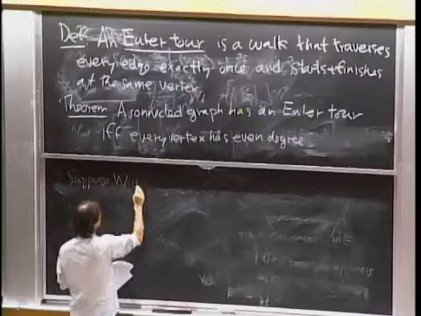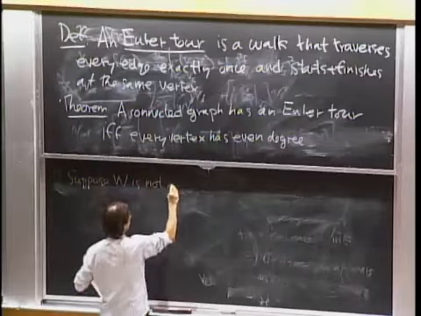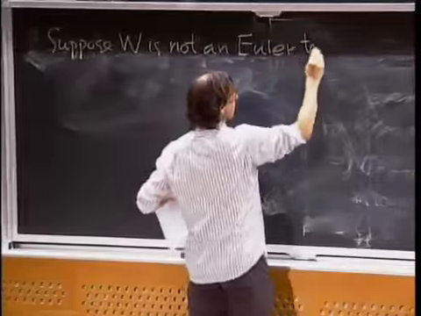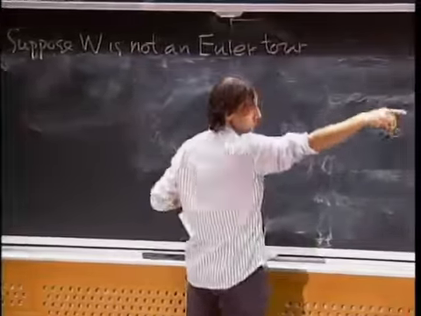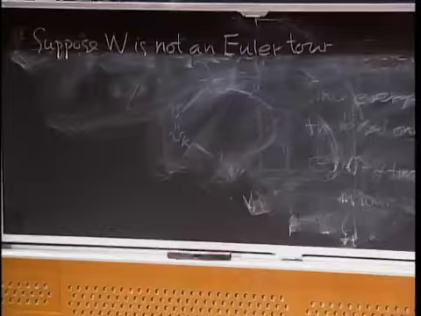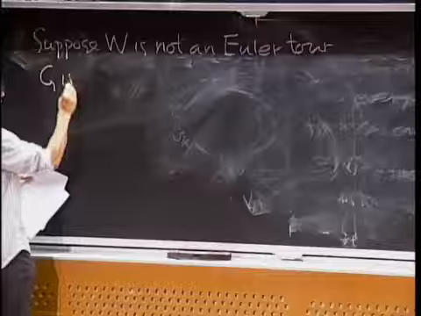Suppose that W is not an Euler Tour. We're going to use contradiction. But we already have shown this particular property, so we can use this. So suppose W is not an Euler Tour. Well, we know that G is connected.